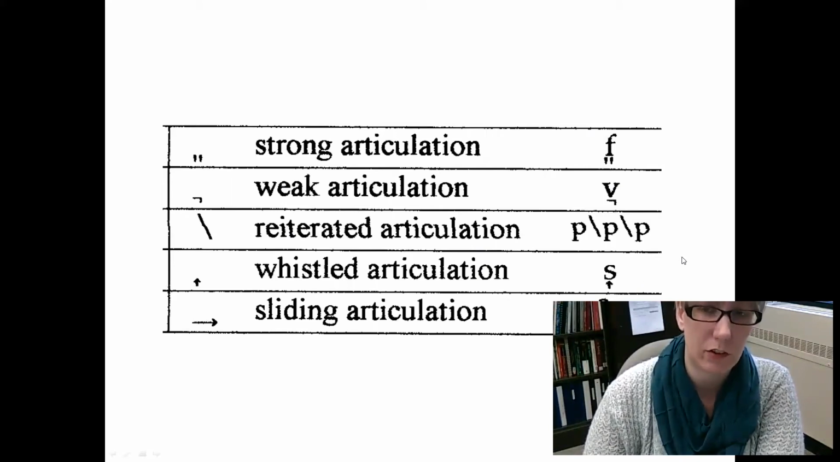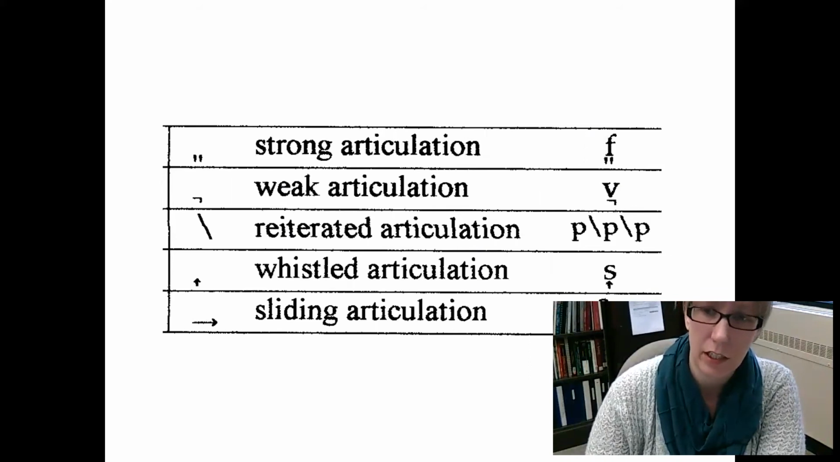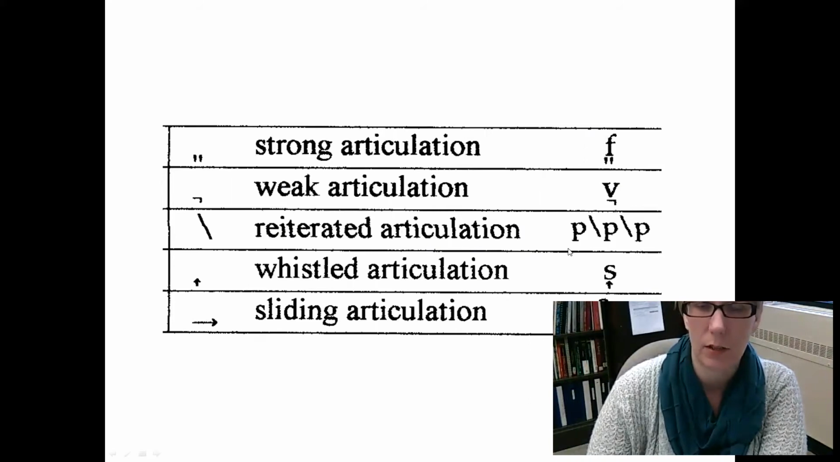Another type of speech disorder that you might commonly want to transcribe would be stuttering, where sometimes speech sounds are repeated over and over. So here we have a reiterated articulation or repeated sound. This would be pup, pup, pup. So three P sounds one after another. Whatever sound is repeated, you can indicate that by writing the symbol repeatedly and putting slashes between it.